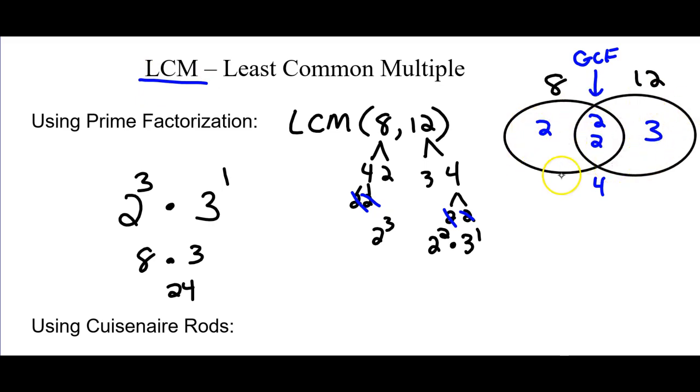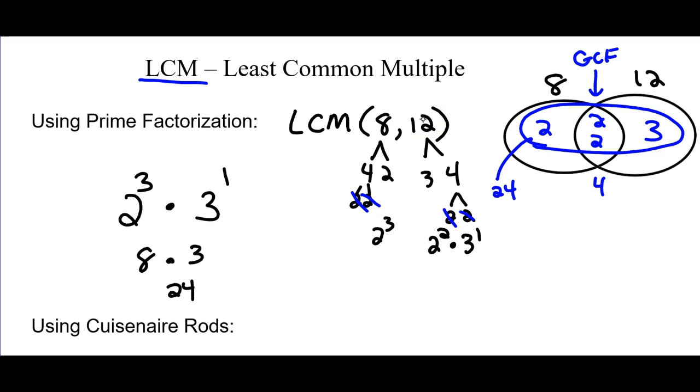If I'm looking for the least common multiple, though, all I have to do is multiply all the numbers I see in the bubble. So 2 times 2 times 2 is 8, and then 8 times 3 is 24. So our LCM is the product of all the numbers in that, 24. Now be careful here. It's not the same thing as multiplying 8 times 12. 8 times 12 is 96.